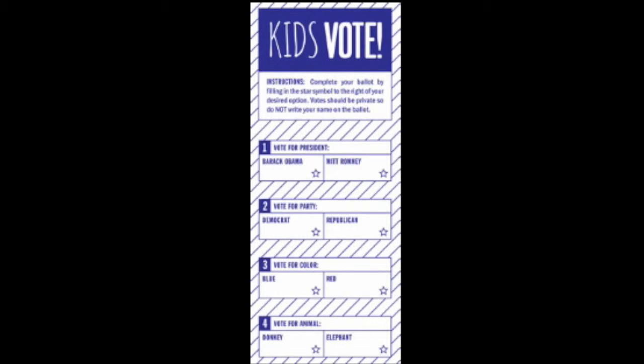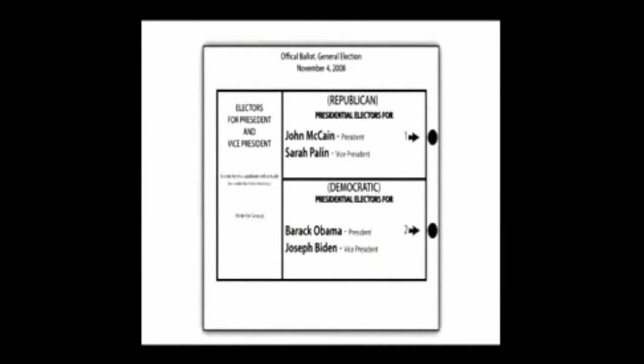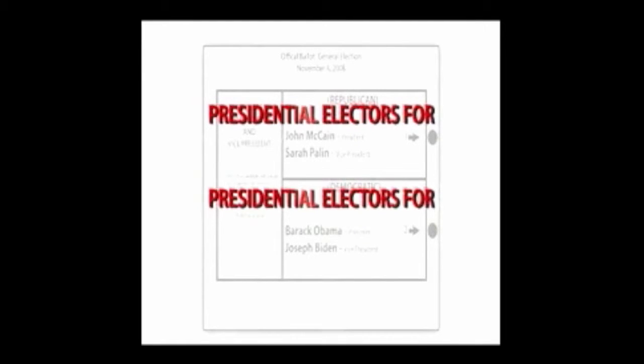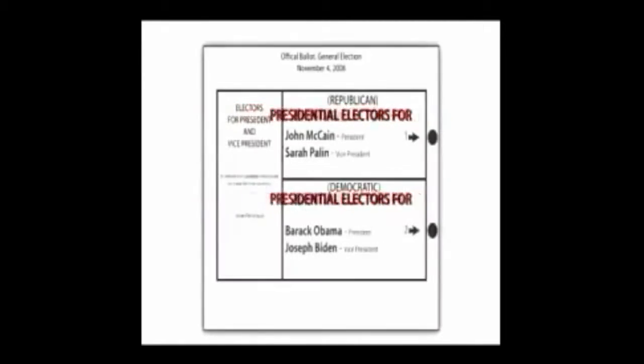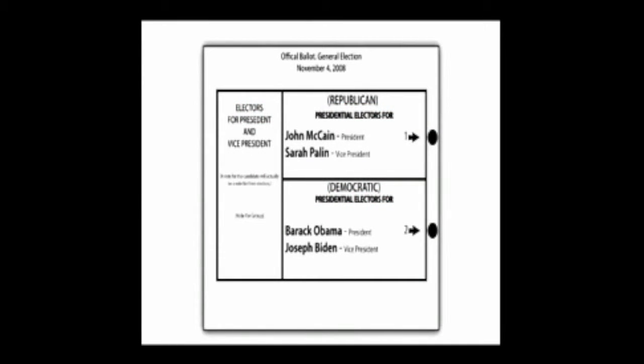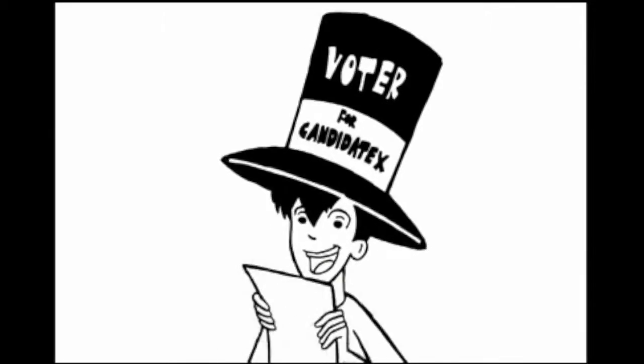On the ballot, the citizens will see 2 possibilities to vote for their candidate. They will be able to mark which candidate they would like to vote for, the Republican or the Democrat. What they're really doing is voting for electors, who have pledged to vote for a particular set of candidates. Ballots in some states make it clear that voters are actually voting for electors, who cast the official votes for president and vice president.